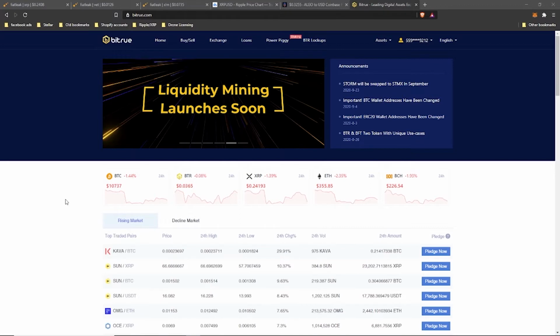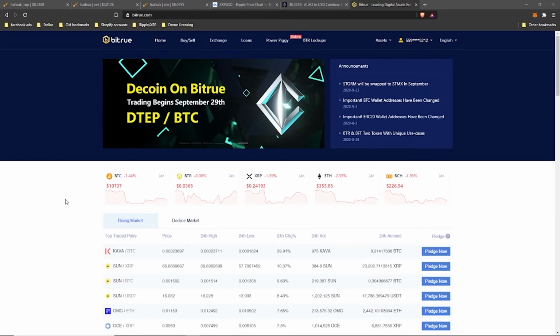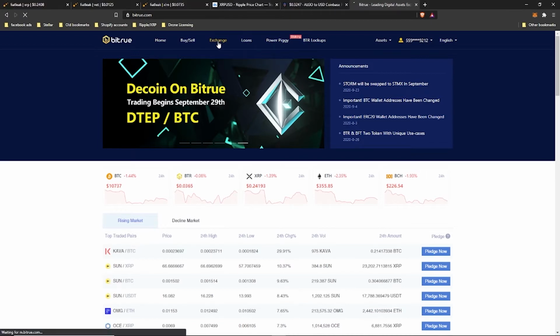Today I'm going to go over how to place a limit buy on Bitrue. It's pretty much the same on every exchange. On this one I will be showing you how to put a limit buy on CSC. Basically I'm just going to go straight to the exchange. This is the front of the page.